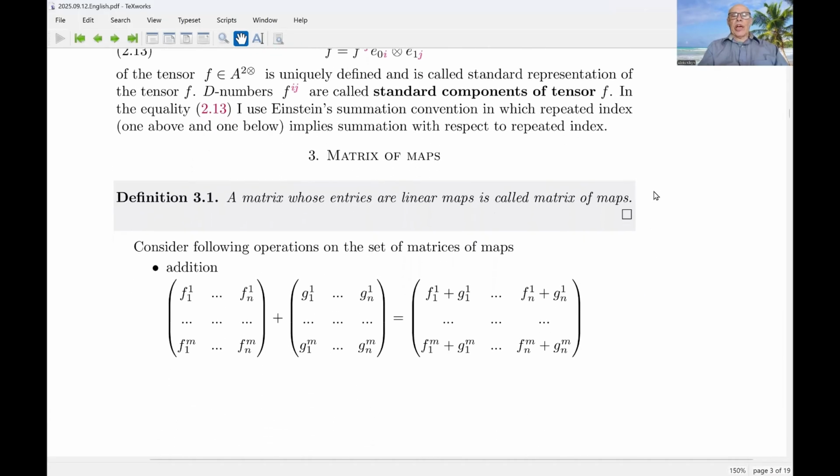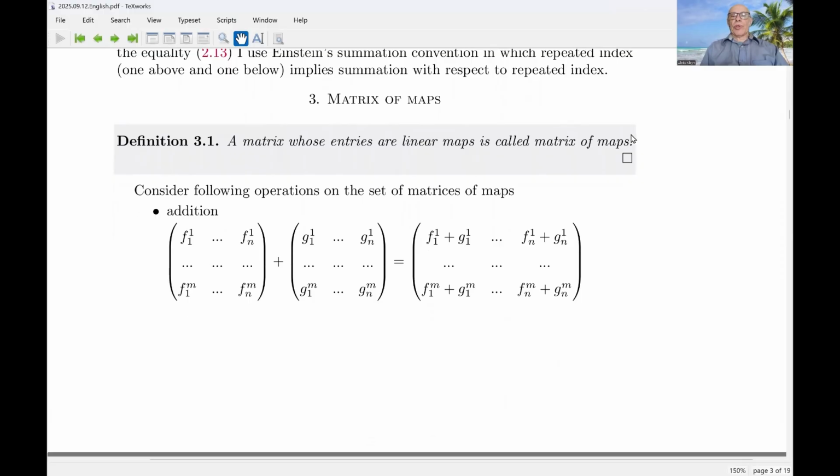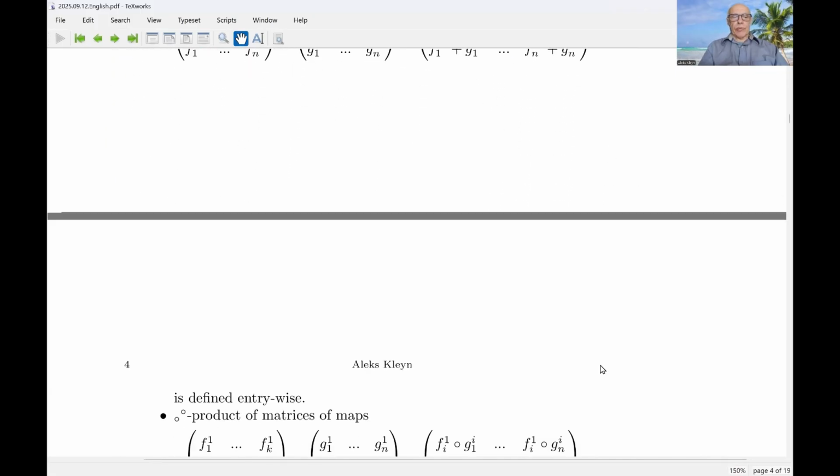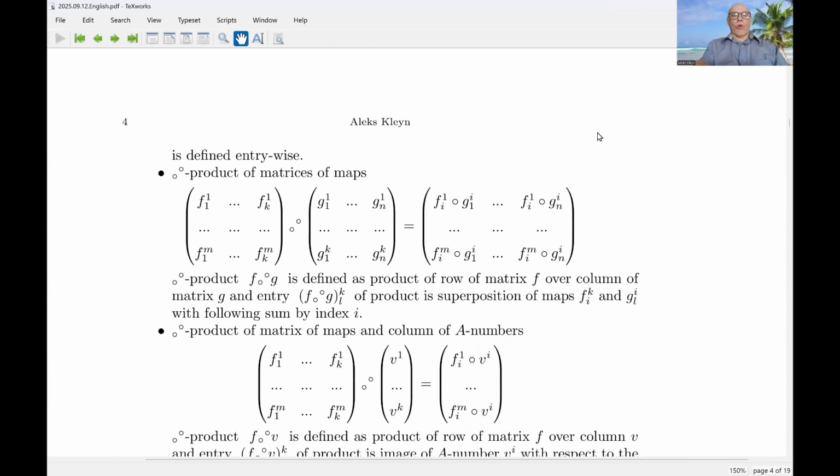A matrix whose entries are linear maps is called a matrix of maps. You consider the following operations on the set of matrices of maps. Addition is defined as usual. A row-column product of matrices of maps is defined as the product of rows of matrix F by columns of matrix G. An entry of the product is the superposition of maps F_i^k and G_l^i with the following sum by index i.